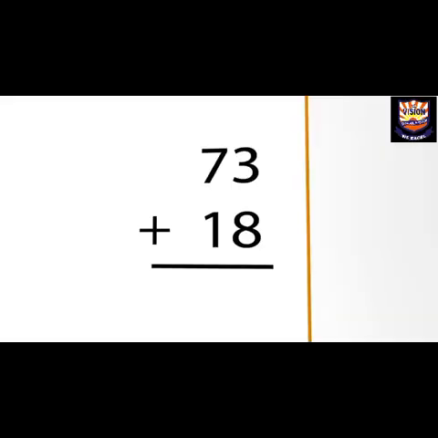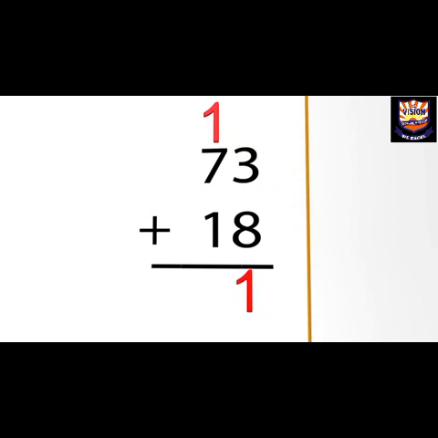Now let me give you another example. We have two numbers, 73 and 18. Now we have to add both numbers. Here first we will add the places of ones and then tens. When we add 8 and 3, the answer will be 11. Here we will write 1 at the place of ones and carry the other 1 to the place of tens.